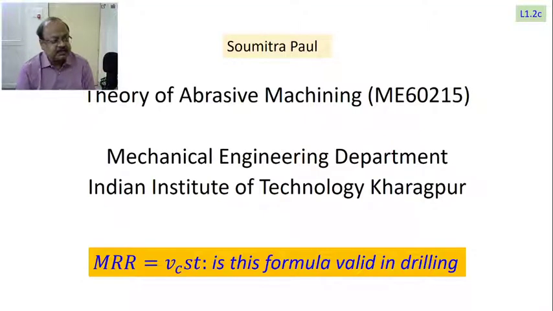One can say turning generates a cylindrical external surface. What does drilling generate? Drilling also generates a cylindrical surface, but the only difference is that it is an internal surface instead of an external surface. So it generates a hole. If they are so similar, we need to evaluate whether the material removal rate can be calculated with Vc, S and t.